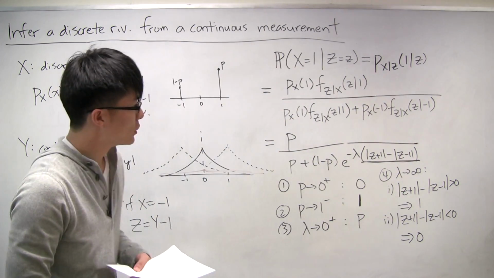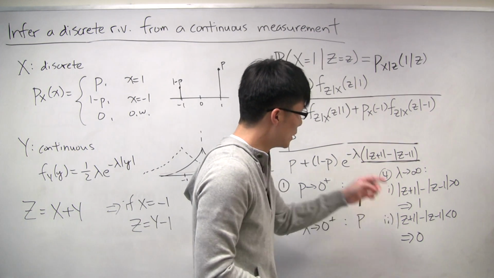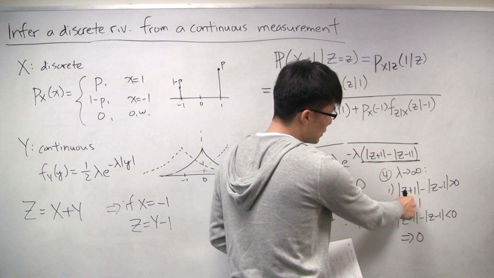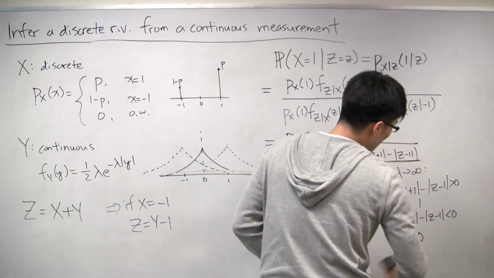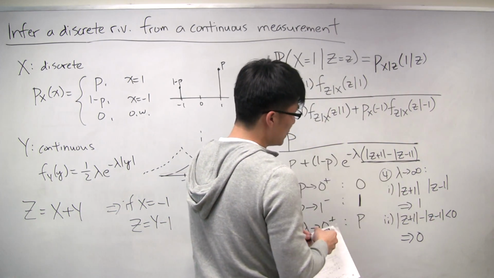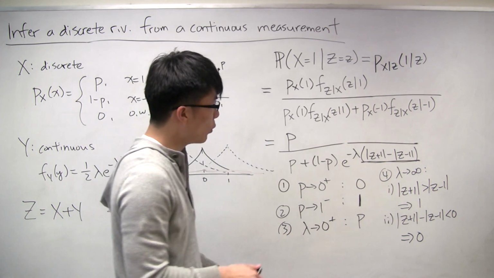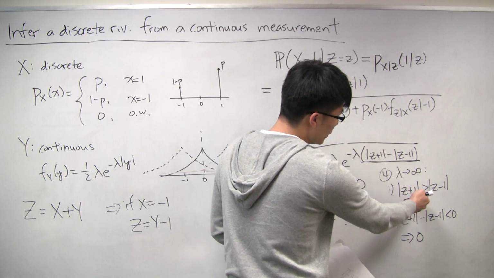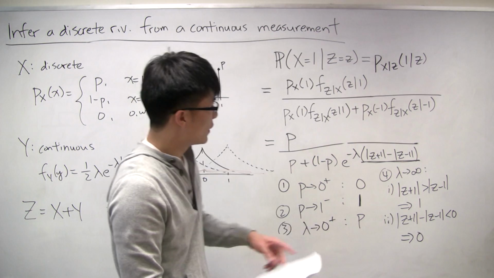Okay. So now let's try to interpret this case. Let's start with the first one. When is it that the absolute value of z plus 1 minus the absolute value of z minus 1 is greater than 0? Or you can also rewrite this as the absolute value of z plus 1 is greater than the absolute value of z minus 1. Well, when is that the case? It turns out, if you think about it, this is only true if z is positive.